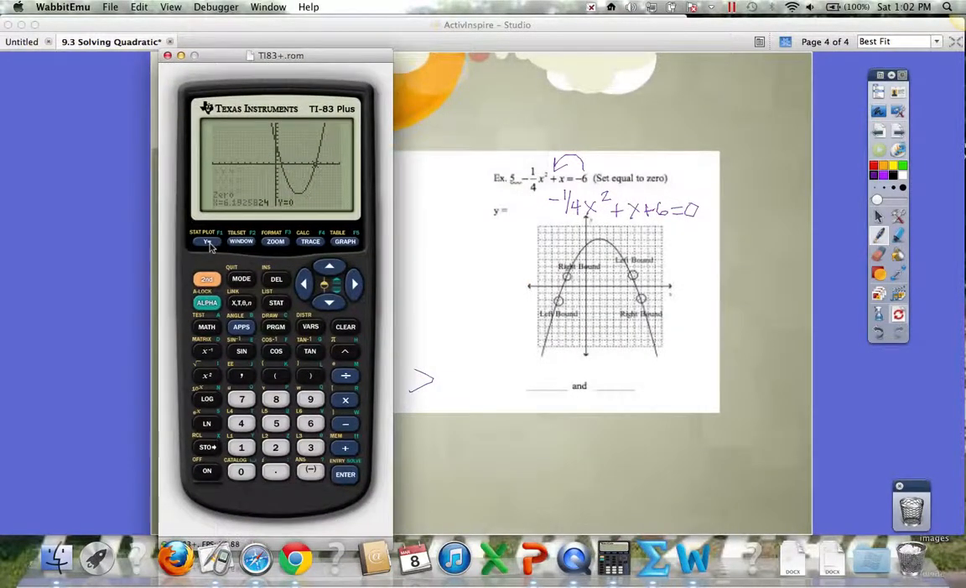Alright, so go back to y equals, clear that out. Type in, I'm going to have a negative and then I'm going to put a parenthesis. 1 divided by 4, parenthesis, x squared, plus x, plus 6. Make sure I've got all that typed in right. Graph it. Alright, looks like my picture. Very good. Alright, so now I want to find the 0.